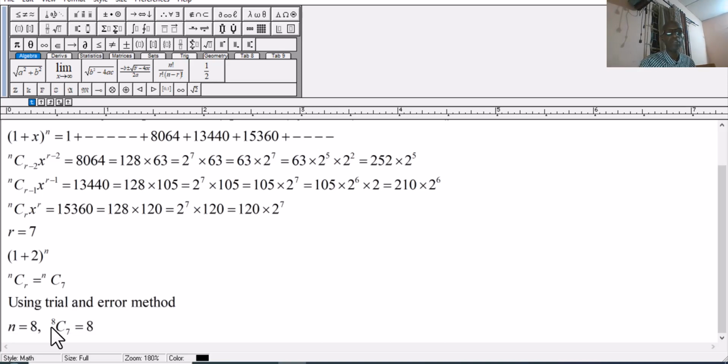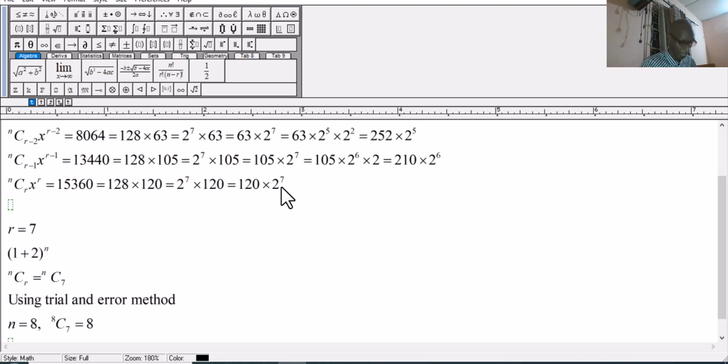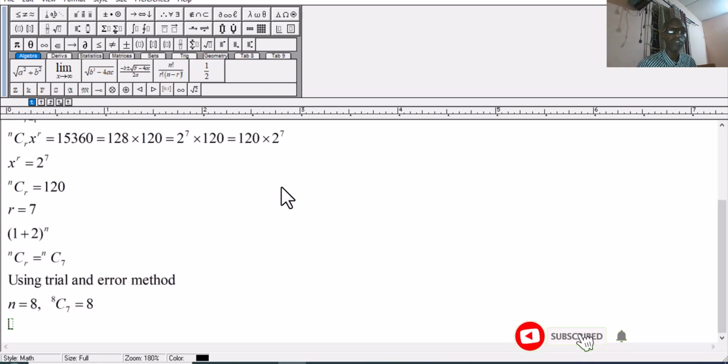So it cannot be the value that we are looking for. We are using this last term. Don't forget n combination r. We must have 120. So let me put this so that you see what I'm saying. Our x raised to the power of r is 2 raised to the power of 7, complying with the identities. So from this we can say that x raised to the power of r is equal to 2 raised to the power of 7, and then n combination r is equal to 120. So that is what we are trying to look for now.